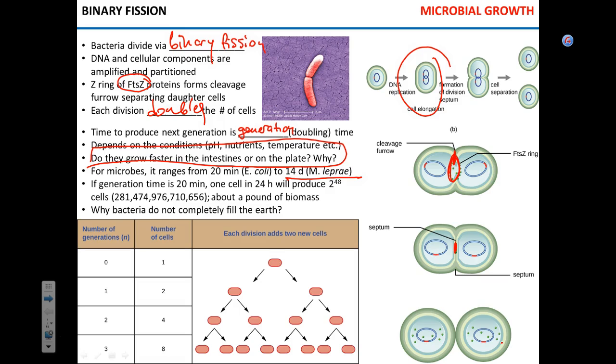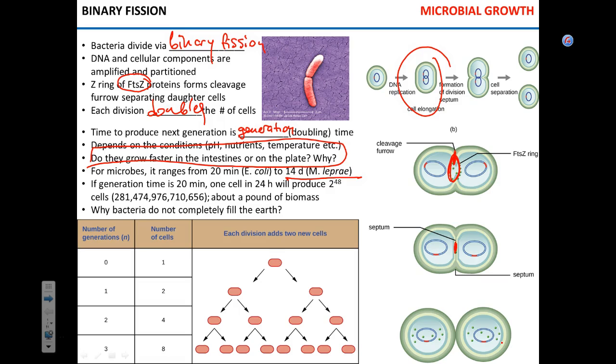The fastest, as far as I know, Campylobacter jejuni, in perfect conditions can divide every 13 to 14 minutes. So it's really fast. So let's go back to this. E. coli, 20 minutes generation time. You have one cell.